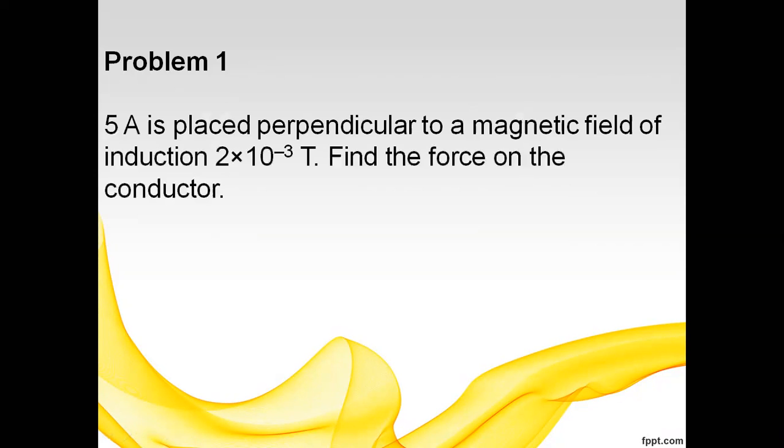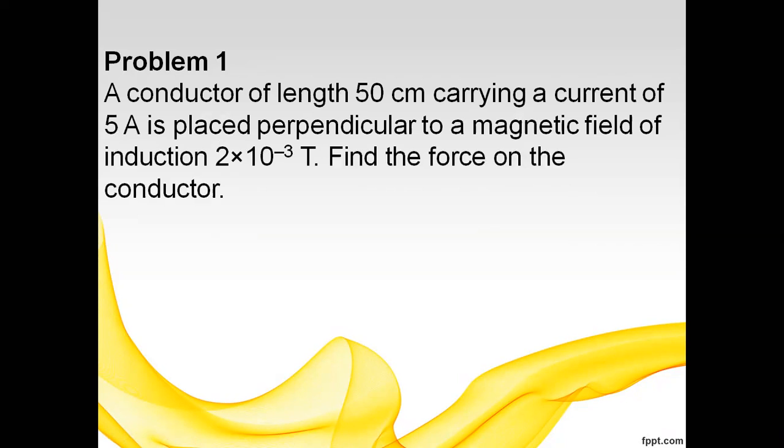So next we will learn about one problem. That problem is based on the formula F equal to ILB. A conductor of length 50 centimeter carrying a current of 5 ampere is placed perpendicular to a magnetic field of induction 2 into 10 power minus 3 Tesla. Find the force on the conductor.